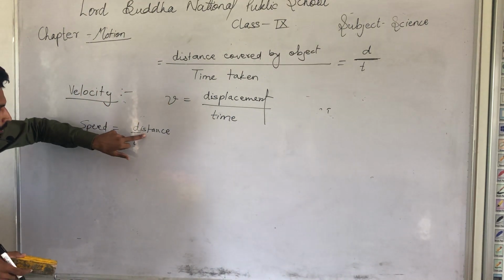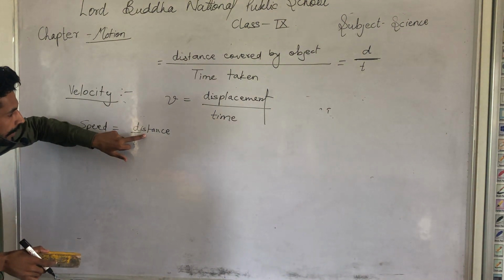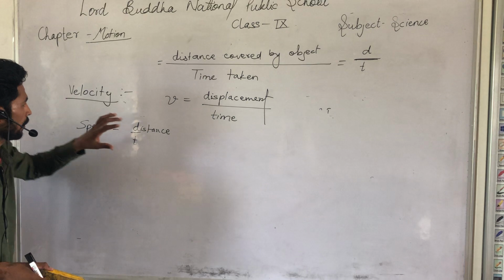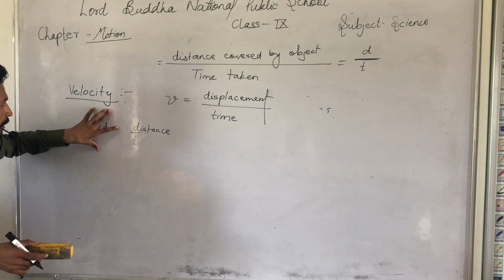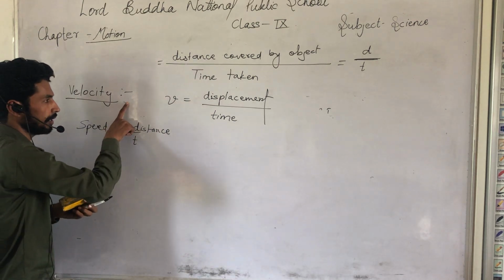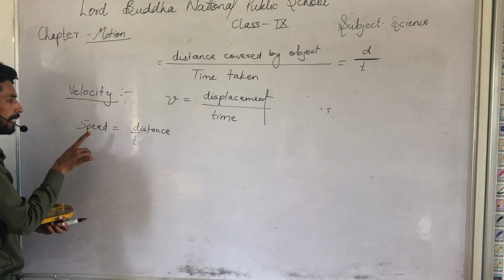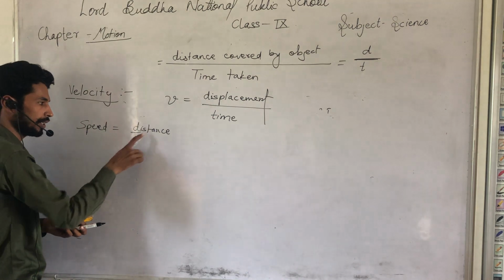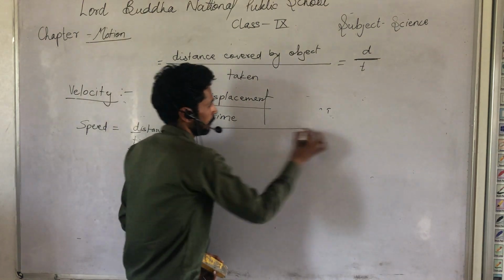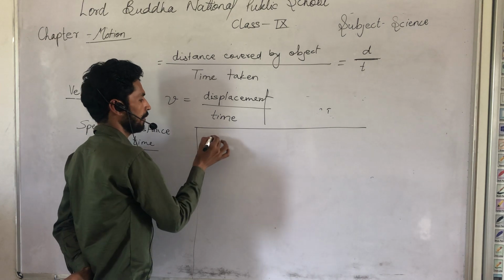In the previous topic, we discussed the difference between distance and displacement. So there should be no confusion about what is speed and what is velocity. Because the formula of velocity is v equals displacement upon time, but the formula of speed is s equals distance upon time. That is the least difference between speed and velocity.